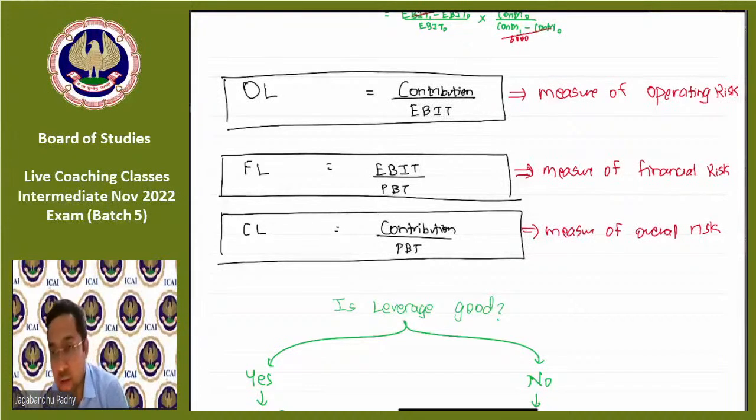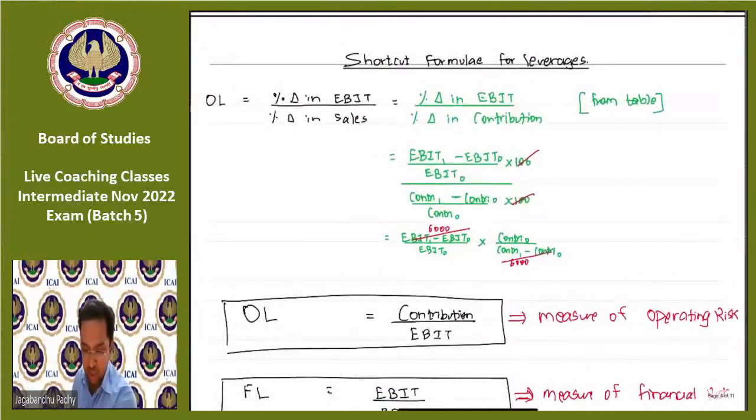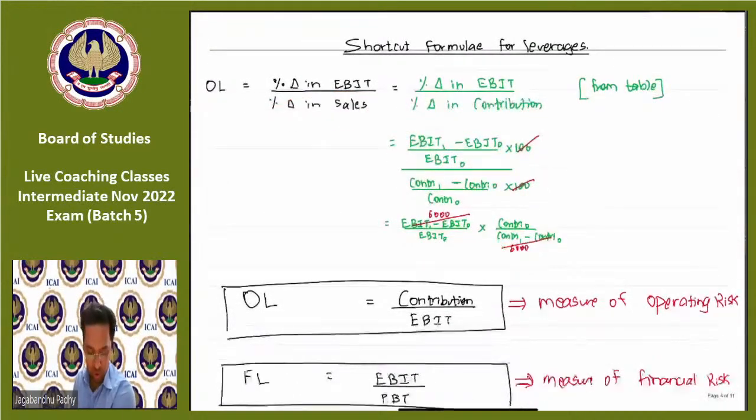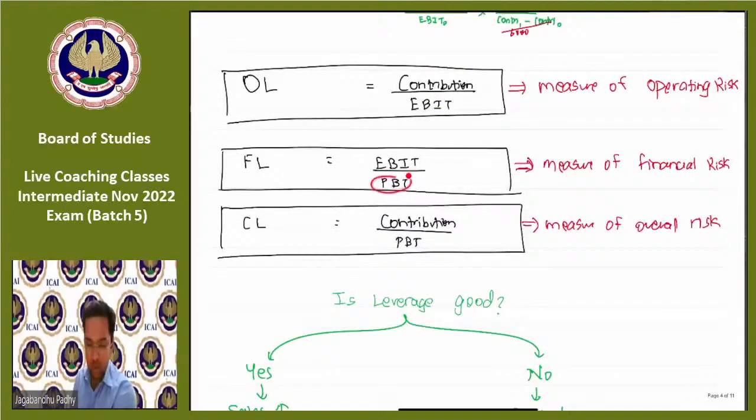Let's look at some queries. What was the denominator of financial leverage? The denominator of financial leverage is profit before tax. Remember, we changed from percentage change in sales to percentage change in contribution. In the same way, whatever is the percentage change in PBT is the same percentage change in PAT, and even in the EPS. Therefore, we take it as PBT.